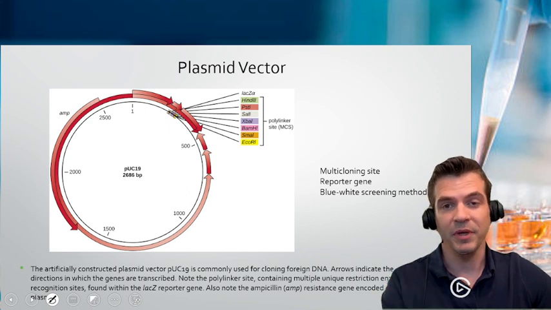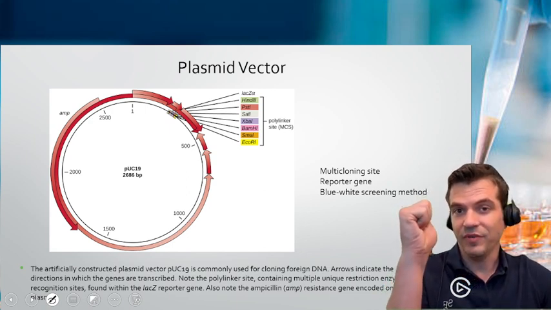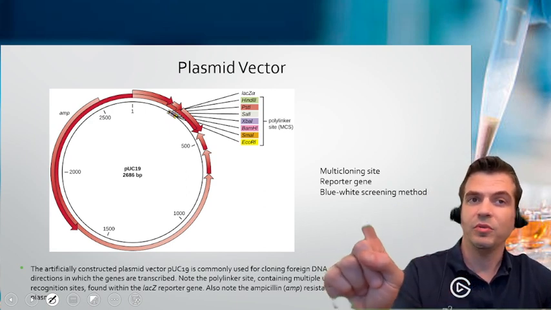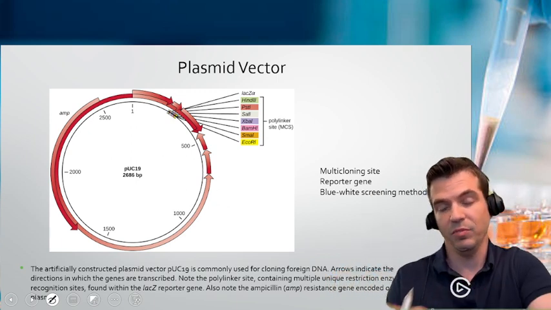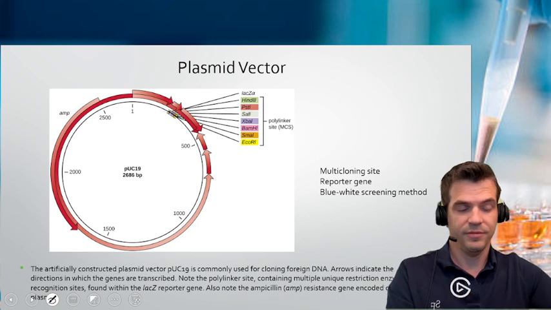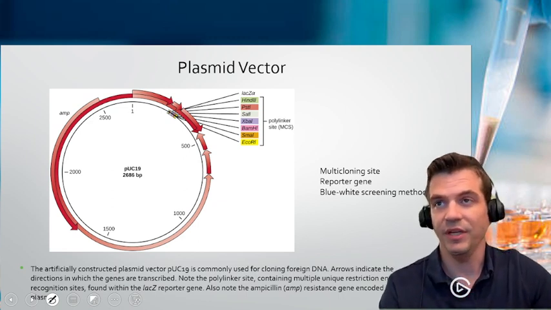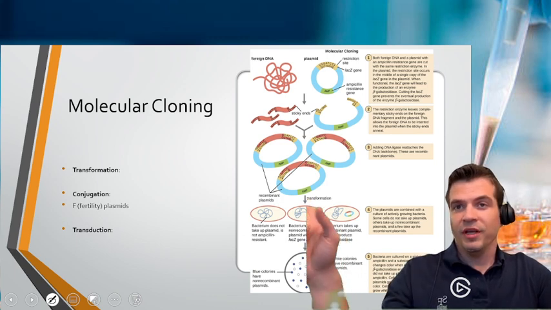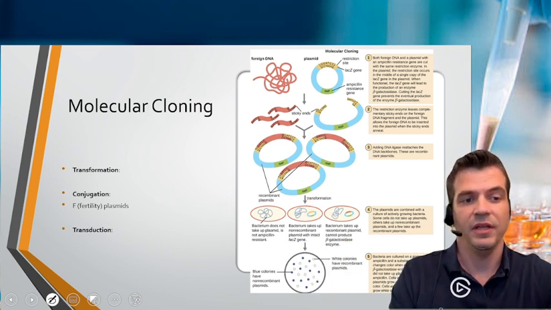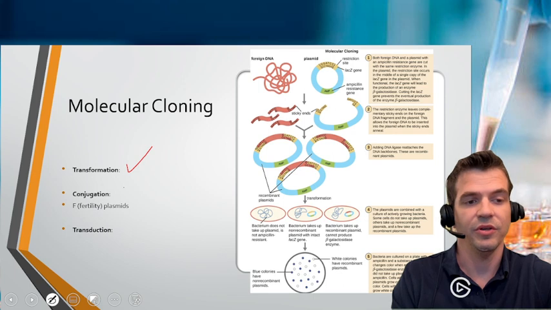There's fluorescent mice. The thing is, you need to shine a UV light on it to see it. You also have a blue-white screening method that you can also see, and it's either blue protein made or not. And that tells you that you got your gene in. Okay, so molecular cloning takes advantage of the terms we already learned: transformation, conjugation, and transduction.